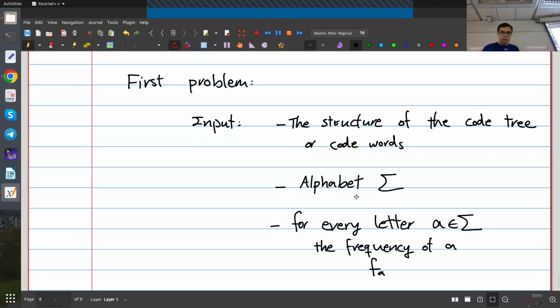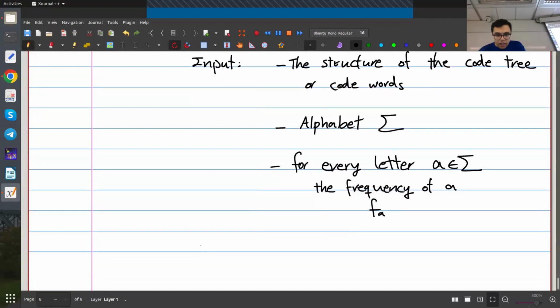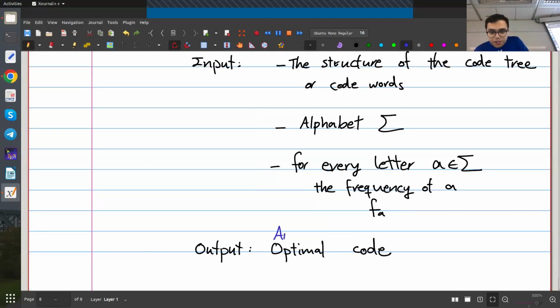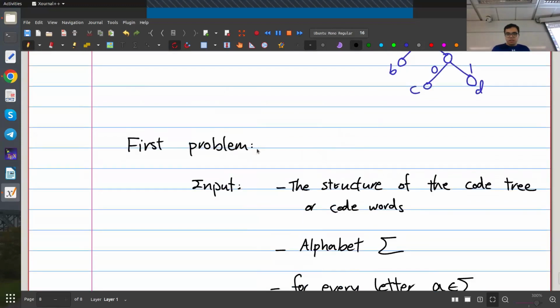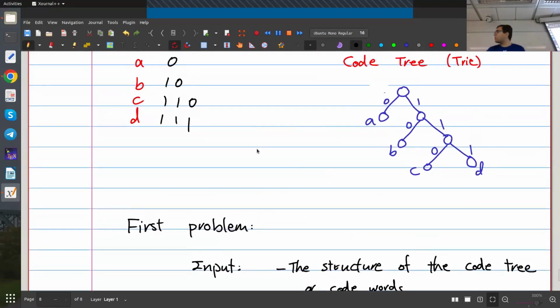Okay. Now in the output, I want you to give me the optimal code. But okay, maybe it's not correct to say the optimal code. I want you to give me an optimal code because maybe we have many different codes. Okay. So what's going on here? I'm giving you this tree, and I'm telling you this is the structure of the code. But I don't tell you where every letter is going to be assigned, right?